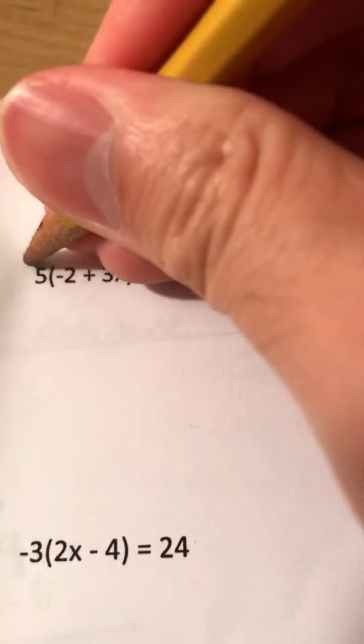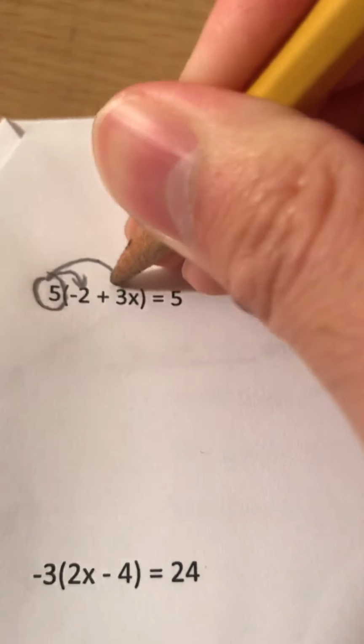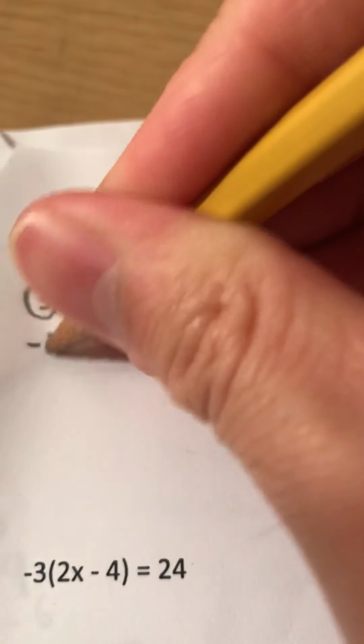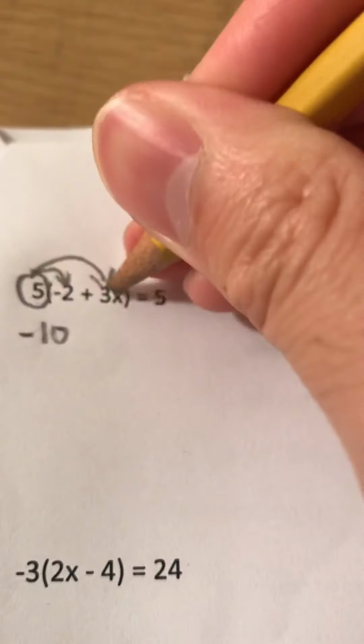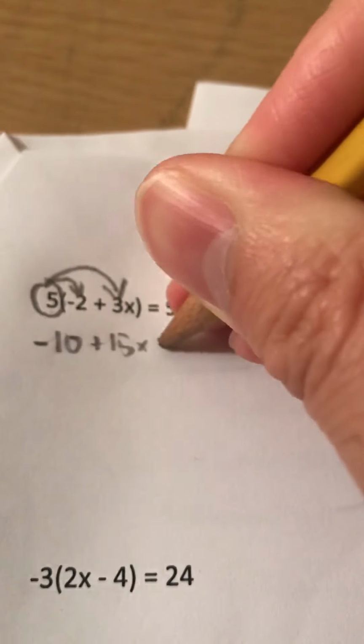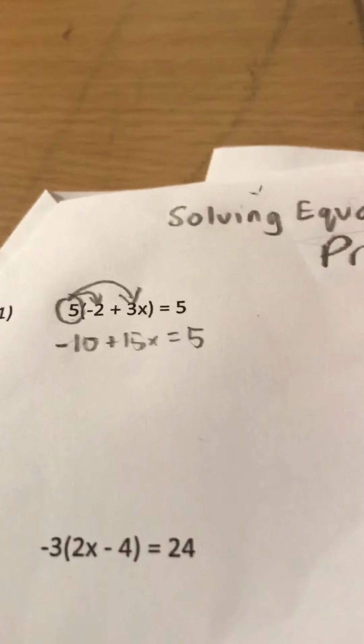So I distribute this 5 to the negative 2. I also distribute it to the plus 3x. 5 times negative 2 is negative 10. 5 times plus 3x is plus 15x equals 5. As you can see, this is a simple two-step equation.